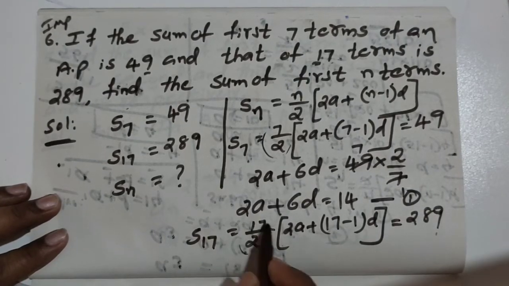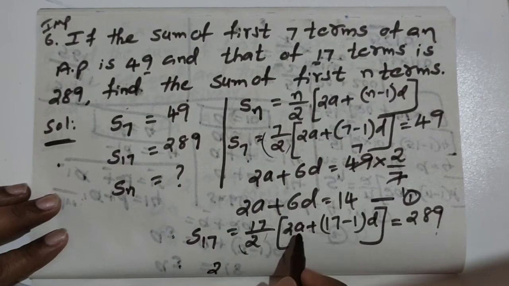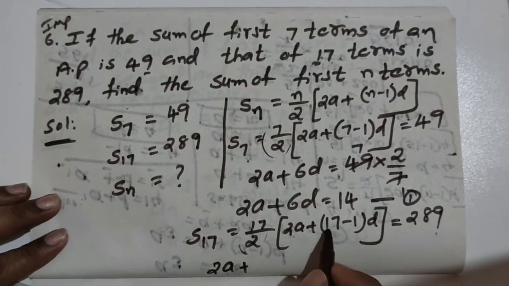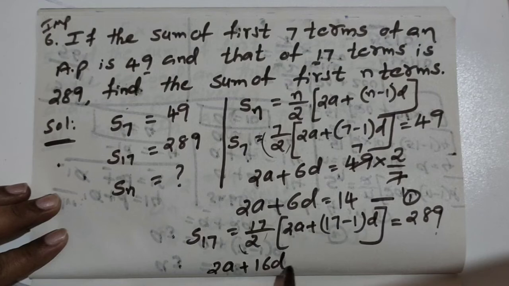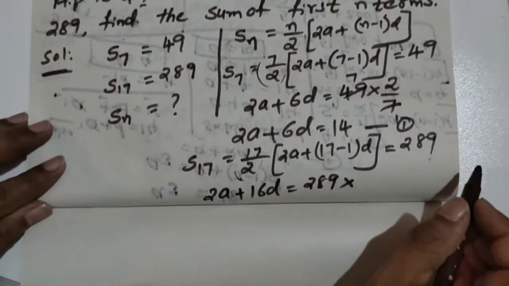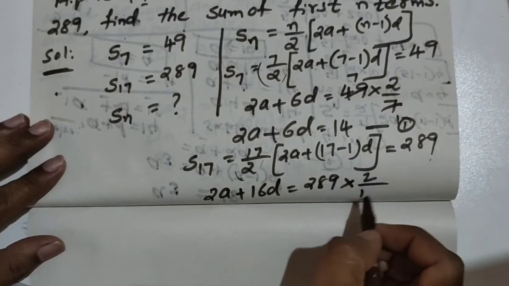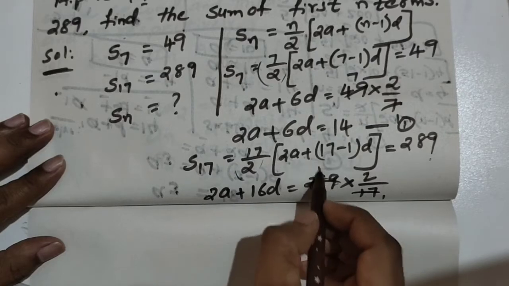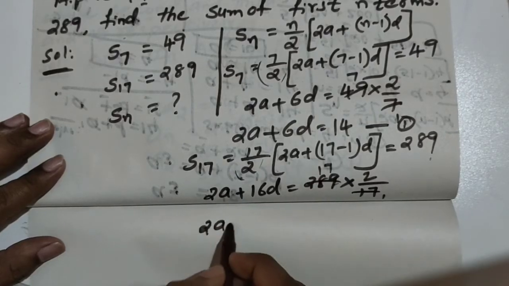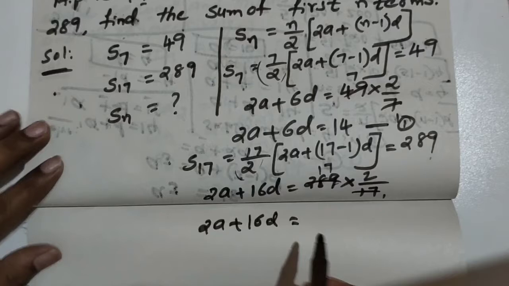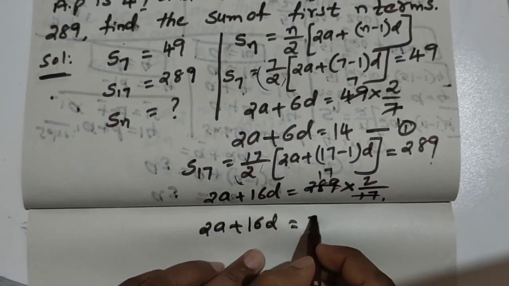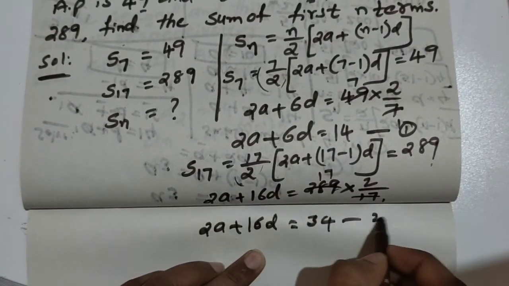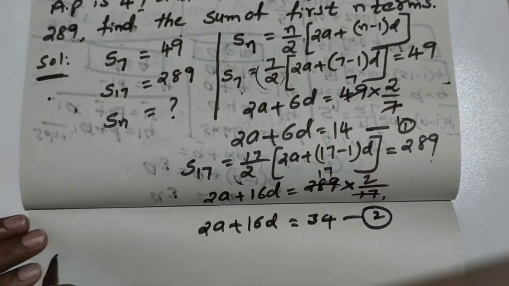So here also take this 17 by 2 to that side. Then on the left side we have 2a plus (17 minus 1)d, that is 16d, is equal to 289 into 2 by 17. So on the right side we can cancel 17 and 17. Then we get 2a plus 16d is equal to 34. This is equation 2.